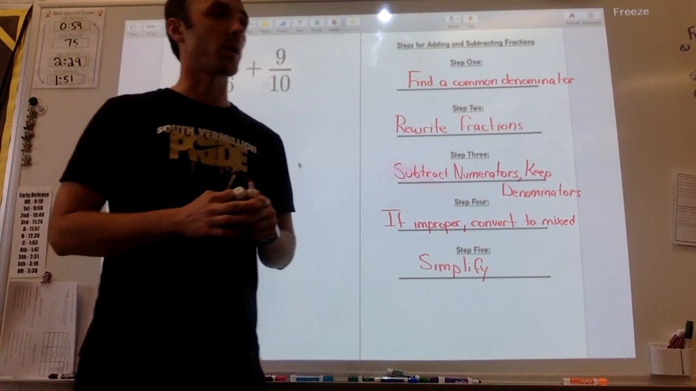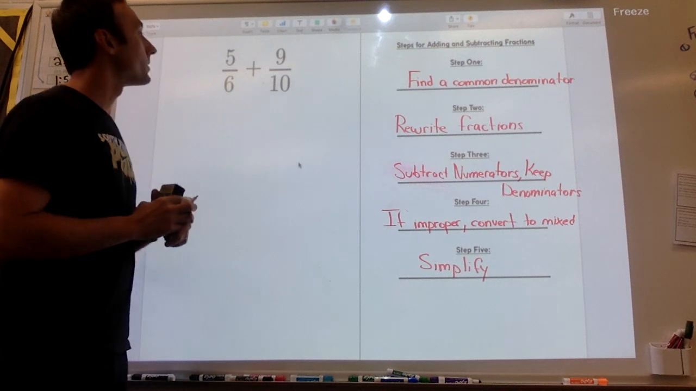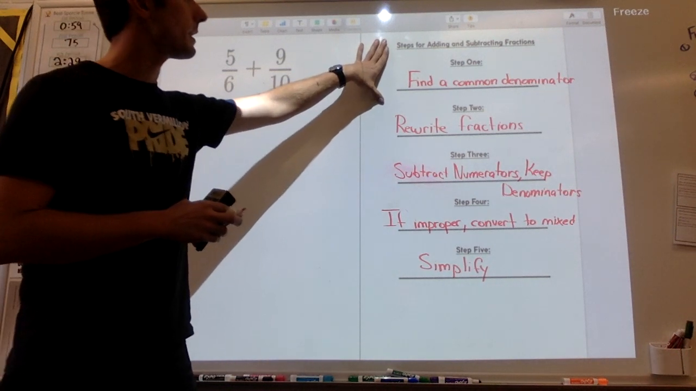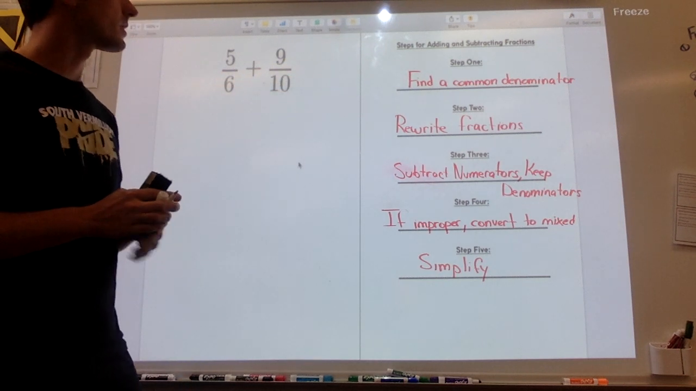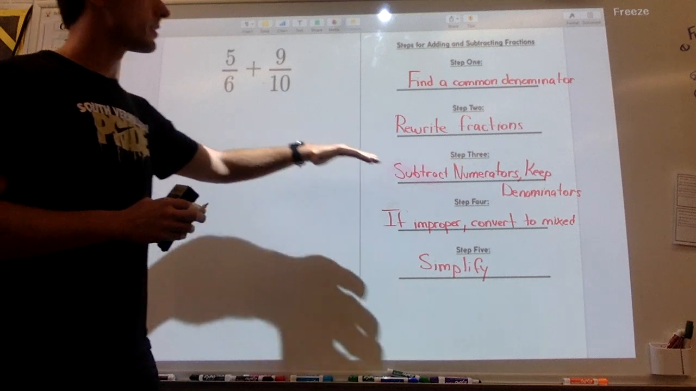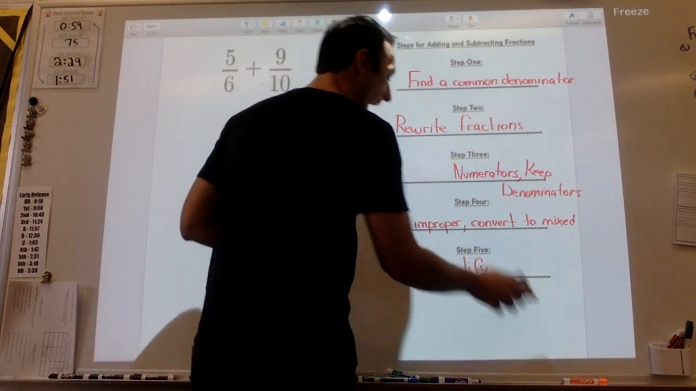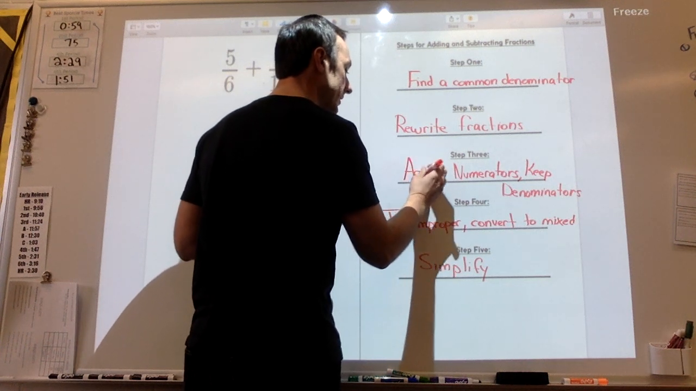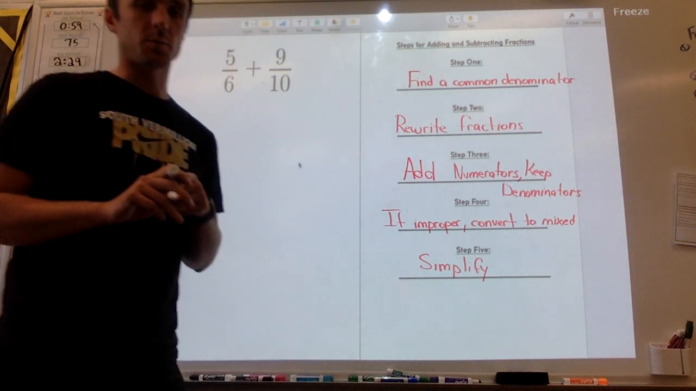Right, it is time for our second example. This time we're going to be taking 5 and 5/6 and adding it to 9 tenths. And I need you guys to copy these steps down one last time. Everything's going to stay the same on the second problem, with the difference of, since this is addition, step 3, instead of subtracting numerators, we are now going to add our numerators. So that's the only thing you need to change on our steps, and that step number 3 needs to be changed from subtracting numerators to adding numerators.